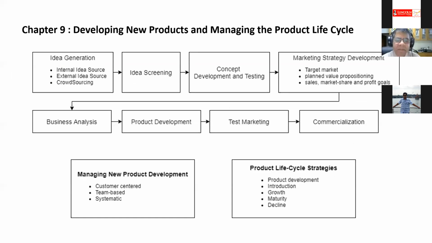Yes, this is chapter 9, developing new products and managing the product life cycle. That's my understanding, the summary of the chapter. For a new product, we have to start with idea generation. Any idea, where it came from: internal idea sources, external idea sources, and crowd sources. Then we have to screen our ideas. After that, we have to develop the concept and test if it is workable. Then we have to develop the marketing strategy.